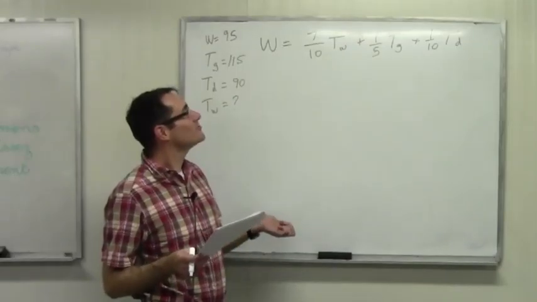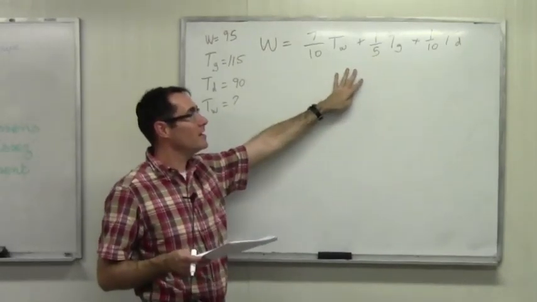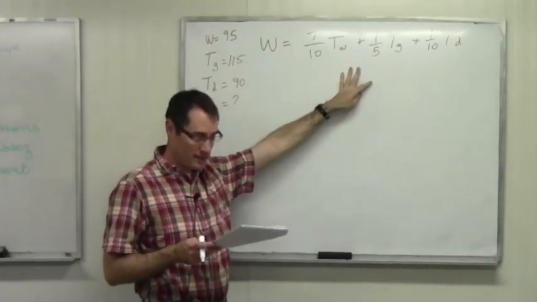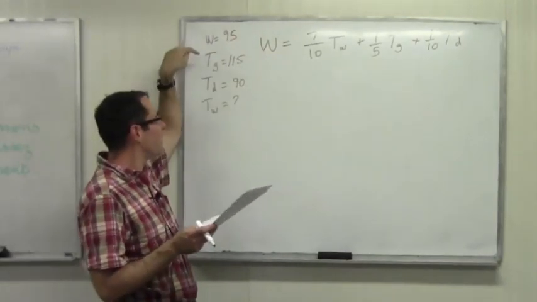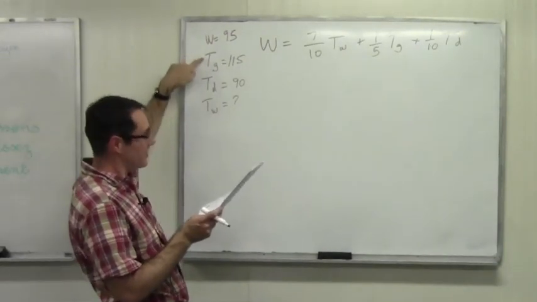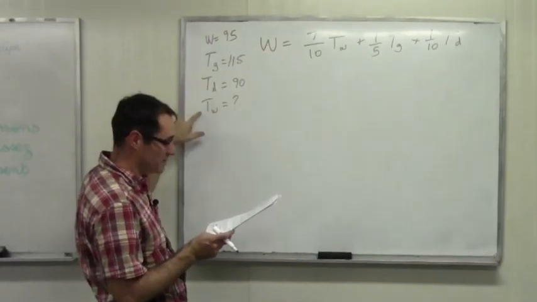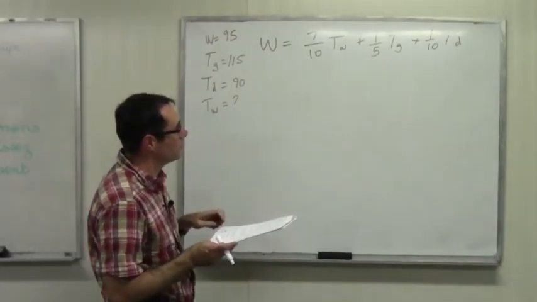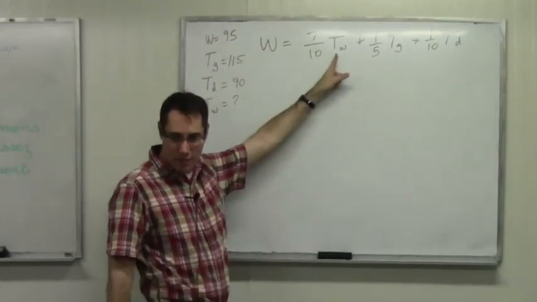All right. So here's the question. It says, here's the formula for wet bulb globe temperature. And I looked it up on Wikipedia, so it's right. It says, if W equals 95, the globe thermometer temperature G is 115, and the dry bulb temperature is 90, what is the wet bulb temperature? OK, that's this one. So how are you going to solve this?